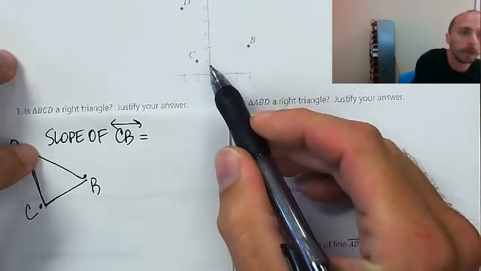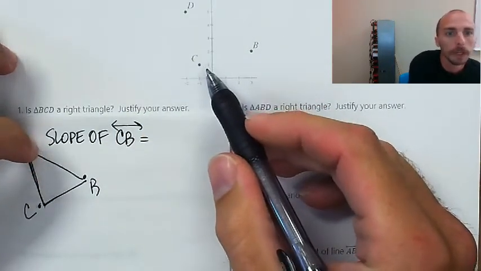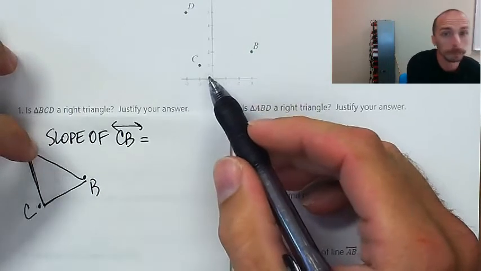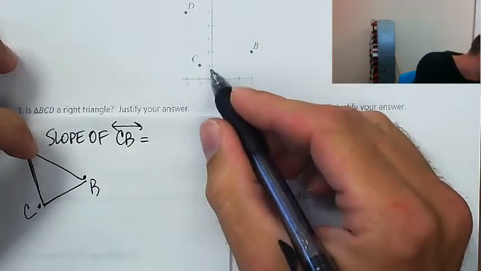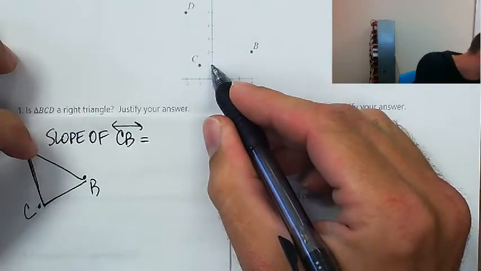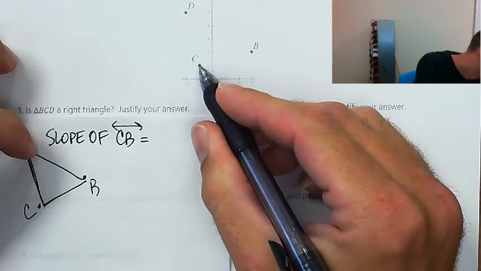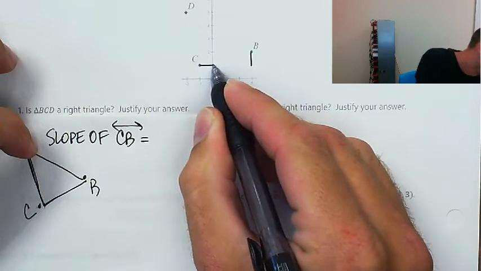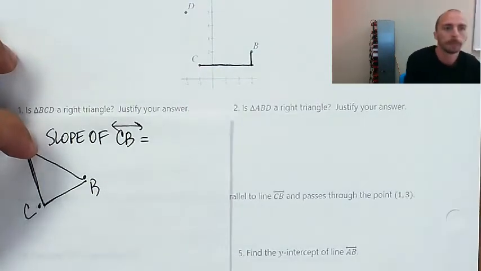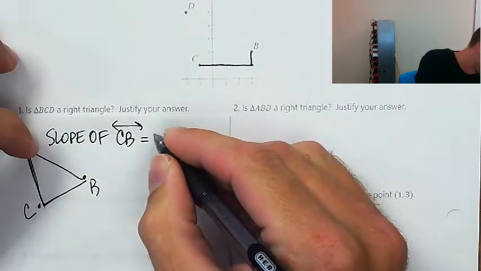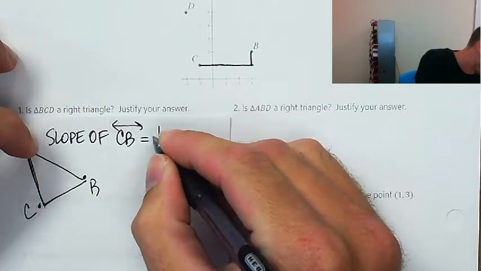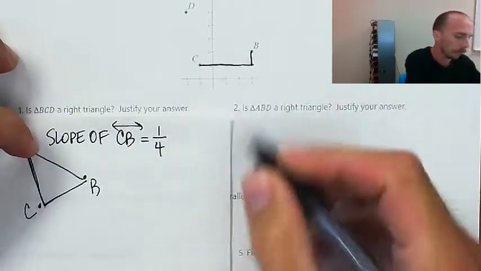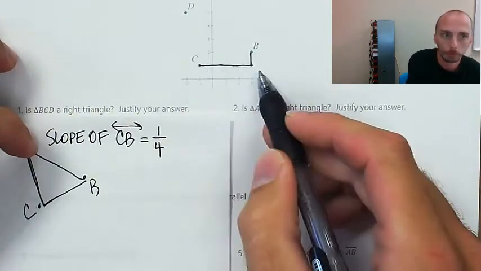I'm going to look over here at rise over run. My copy didn't print that great, but I can tell it's going to rise by 1, going from y equals 1 to y equals 2, when it goes over by 4. So I'm going to say that has a slope of 1 over 4. Rise was 1, run was 4.